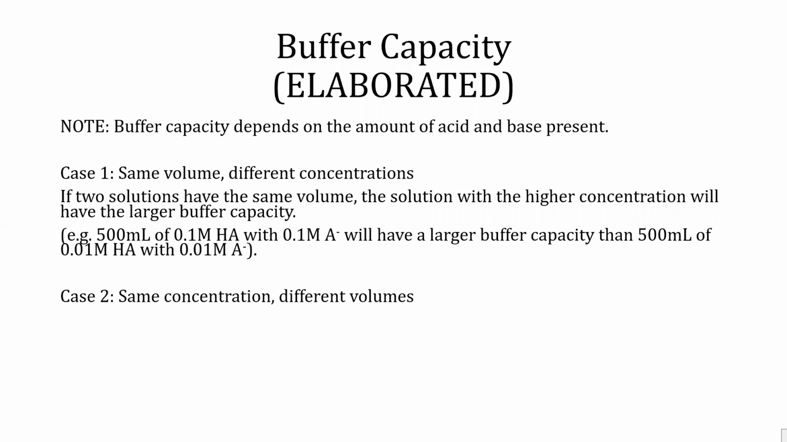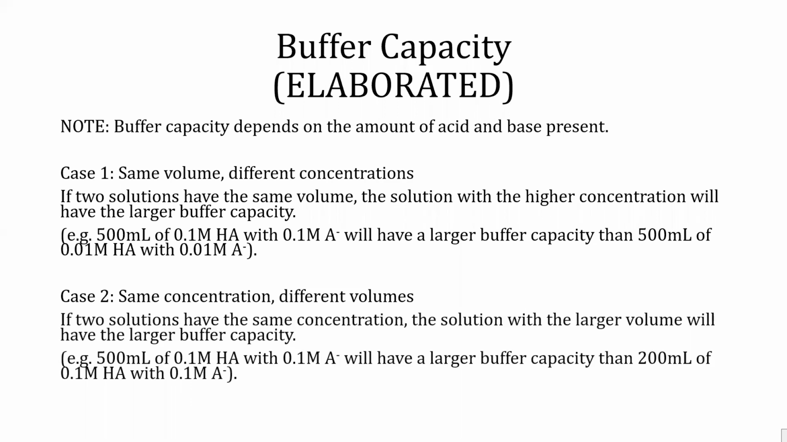Case 2, same concentration, different volumes. If two solutions have the same concentration, the solution with the larger volume will have the larger buffer capacity. For example, a solution of 500 mL of 0.1 M HA with 0.1 M A- will have a larger buffer capacity than a 200 mL solution of 0.1 M HA with 0.1 M A-.